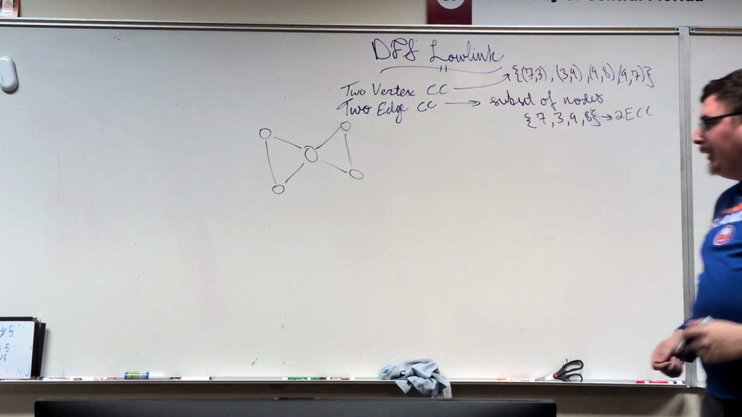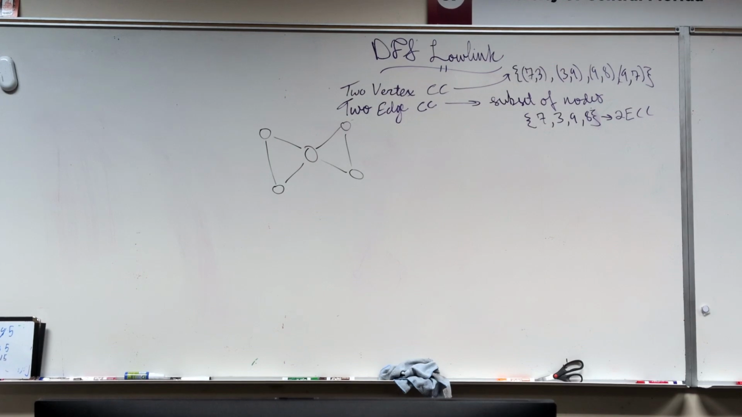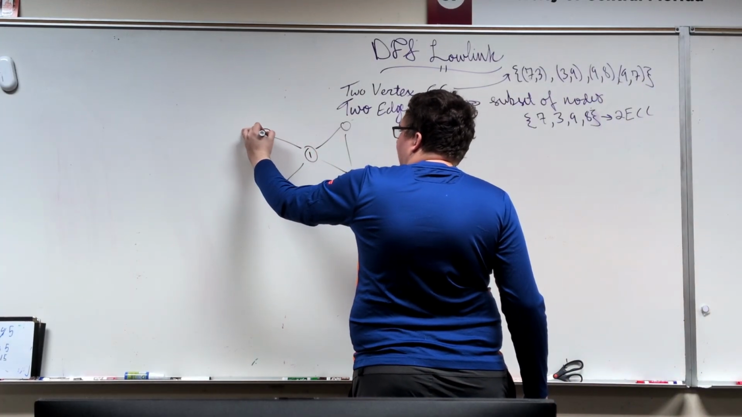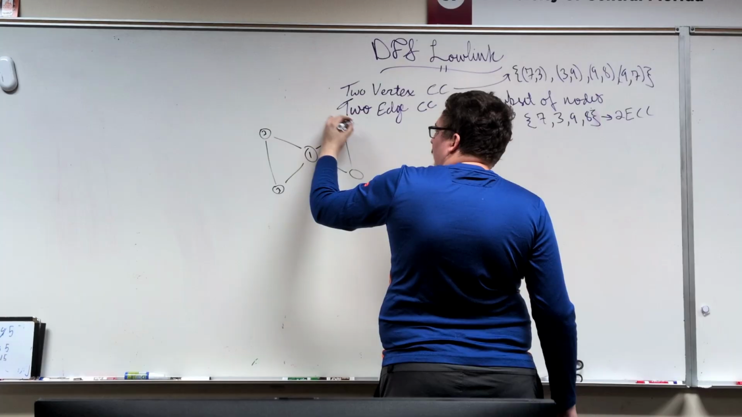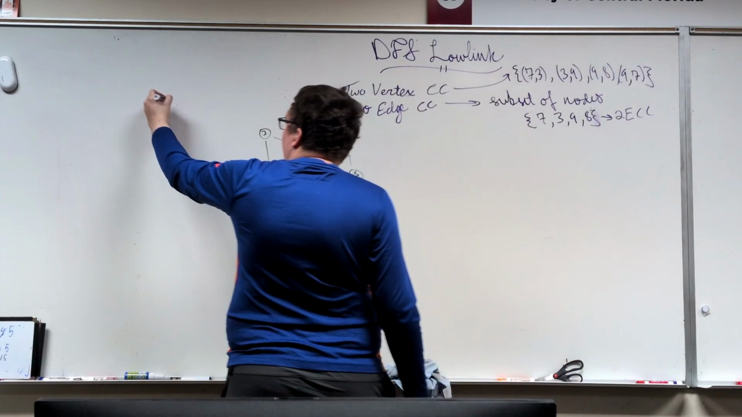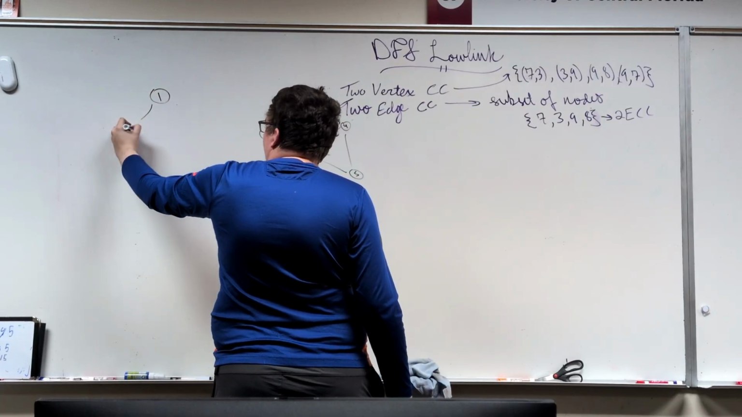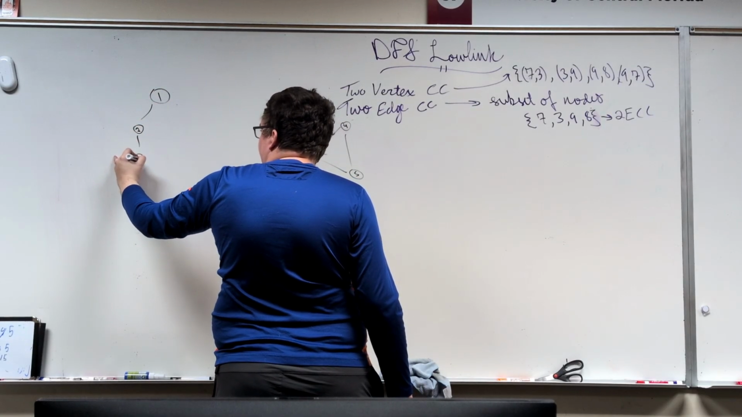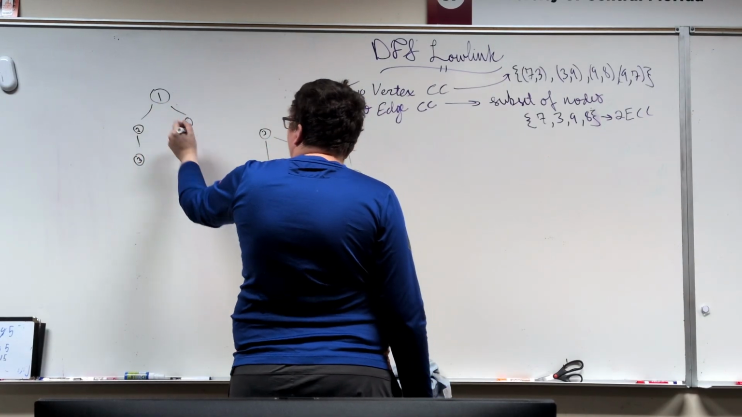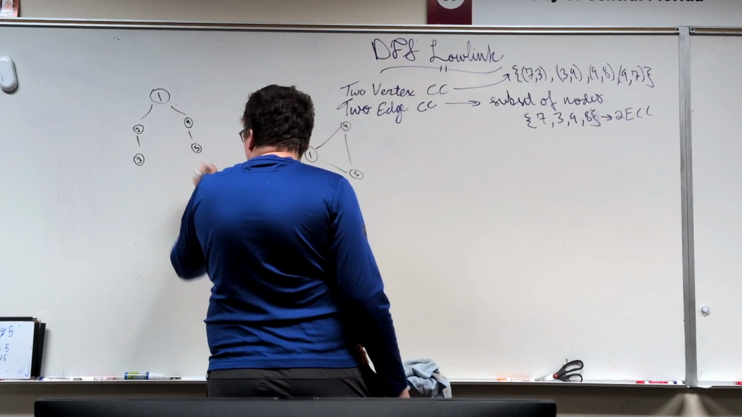The reason this one is good is because this is an example of a component that is a 2 edge connected component, but is not a 2 vertex connected component. So if we look at this case, and let's say the center node is our 1 node. In our DFS tree, we start at 1. We go to 2 and 3. We go to 4. We go to 5.